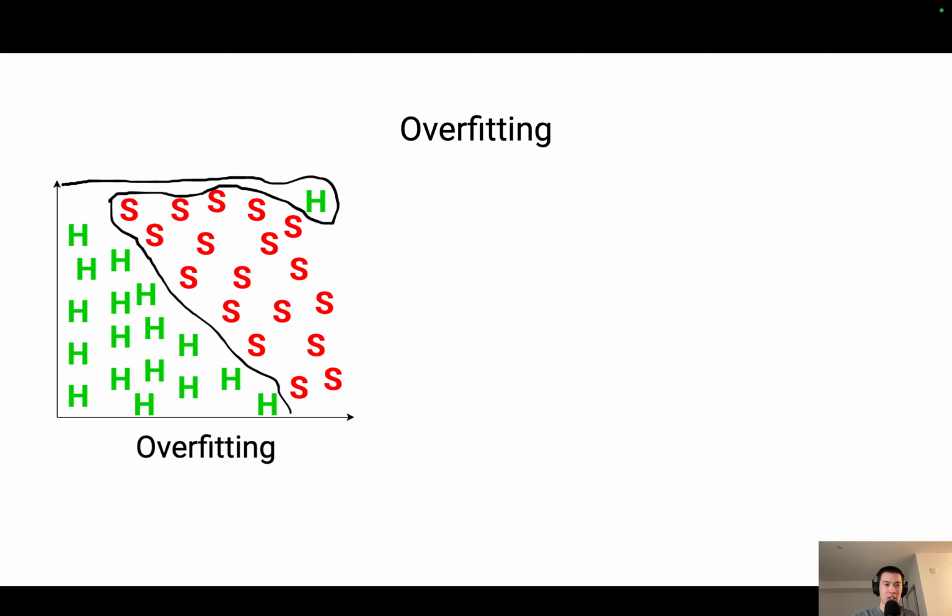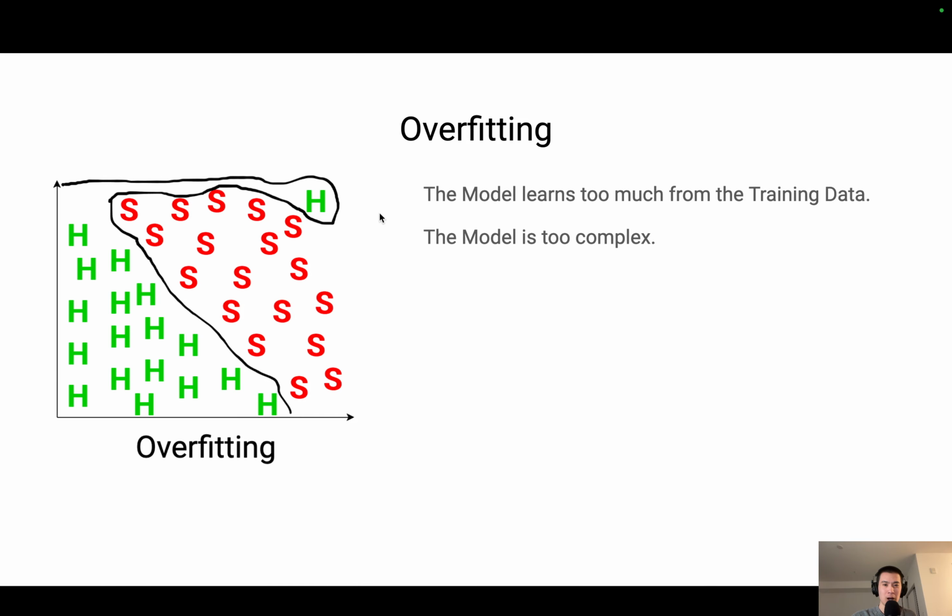What about overfitting? Now our model has a line that cleanly divides the healthy people from the sick people, but it tries to accommodate this one healthy person a bit too much and creates like this alleyway or corridor just to reach this one healthy person. So in overfitting, the model learns too much from the training data. The model is too complex.